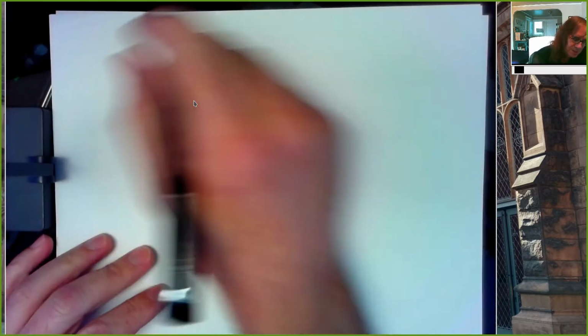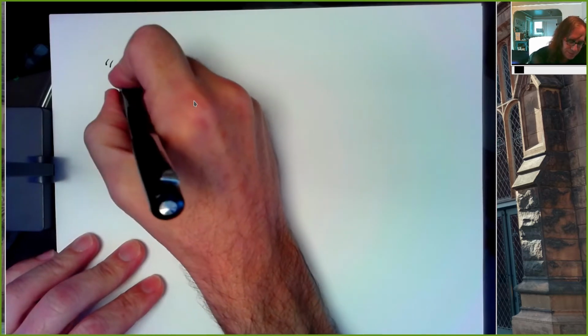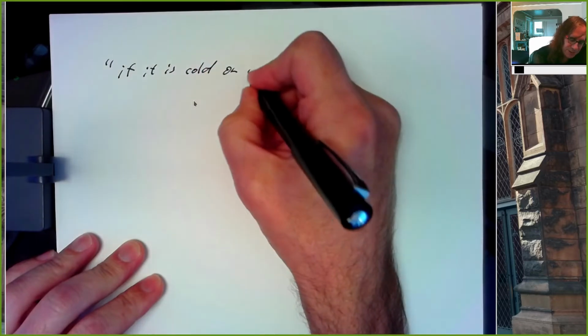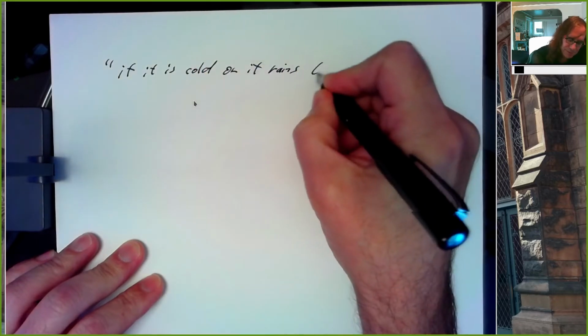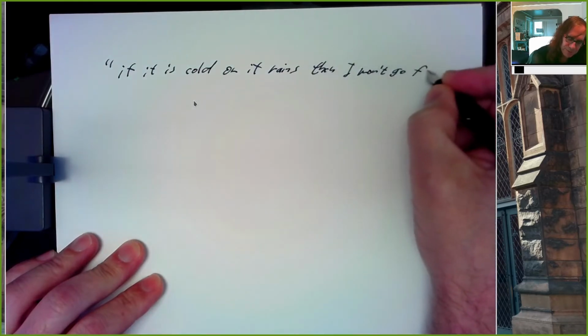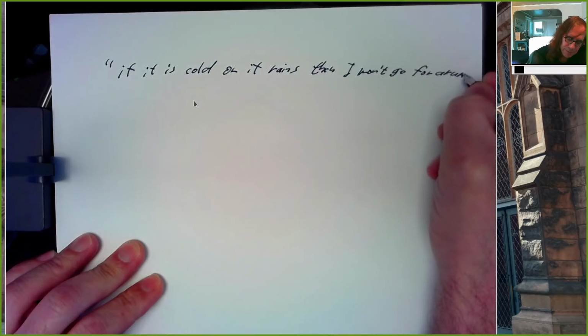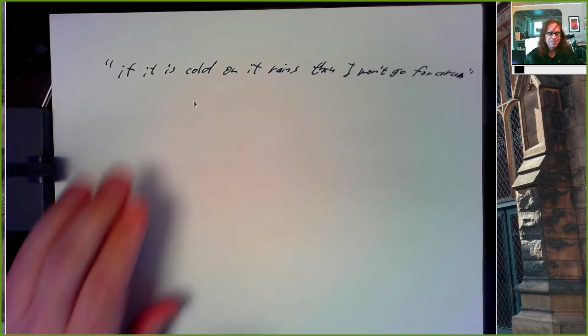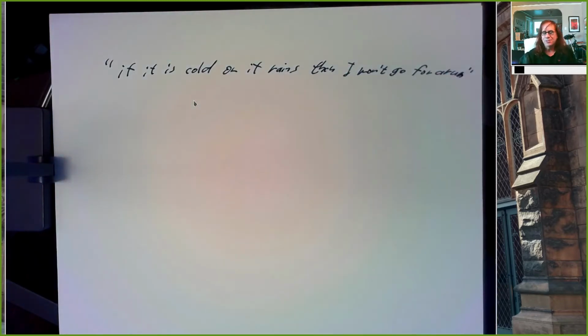So suppose we're given the proposition, if it is cold or it rains, then I won't go for a run. Okay, that's a proposition. It's a declarative statement. If it's cold or it rains, then I won't go for a run. So how could we write this in terms of simpler propositional variables? Certainly we could say let P be the proposition blah, and then we could just write P.